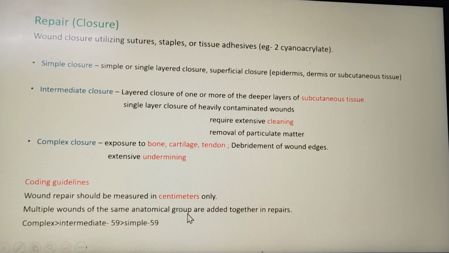Multiple wounds of the same anatomical group are added together, if it is the same technique, either simple closure, intermediate closure, or complex closure. If both are having the same repair technique and belong to the same anatomical group, then we have to add the centimeters and select the code. Third one is, depending upon the complexity, we have to first code the complex repair, then intermediate repair with 59 modifier, then simple repair. So this is the hierarchy of coding the different repairs in the same question: complex, intermediate, and simple with 59 modifier. So these are the guidelines we have to follow for closure.